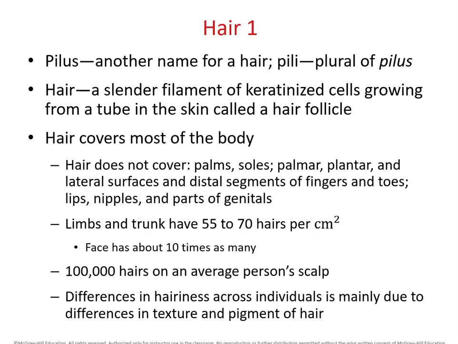The hair that's on our head, our scalp hair, most people have up to 100,000 hairs on their head. Most of the differences we see between individuals in their hairiness comes from hair texture rather than hair number.